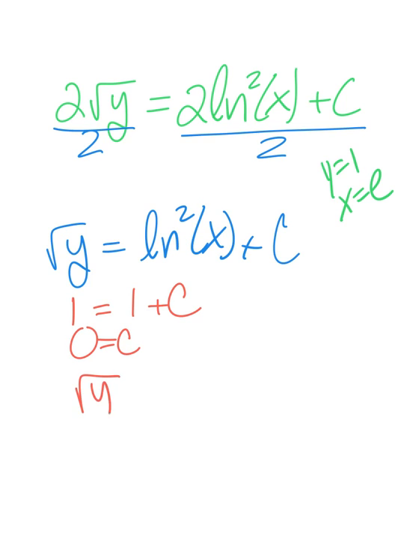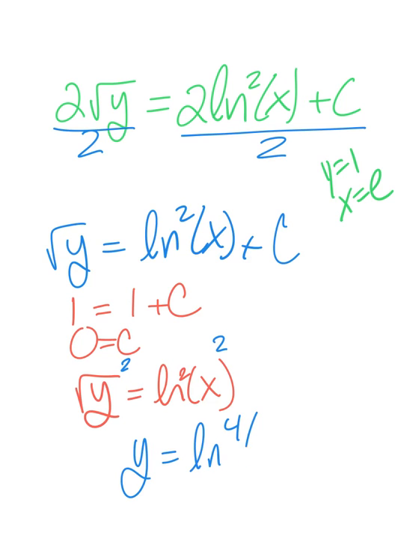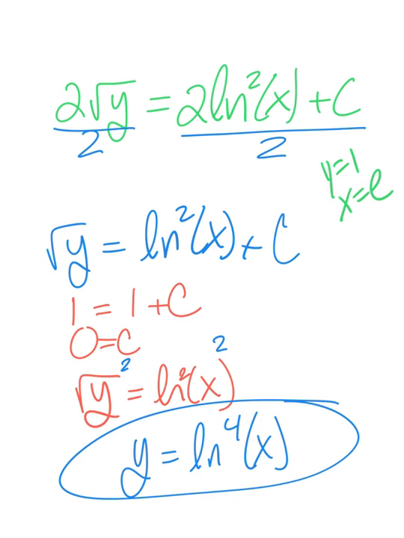So you've got the square root of y equaling the natural log of x. That's it. You still have to get y by itself. That means we still have to get rid of the square root. To get rid of the square root, you have to square it. This is squared, by the way, so that means I'm squaring the square. So y equals the natural log of x to the 4th power. There you go.